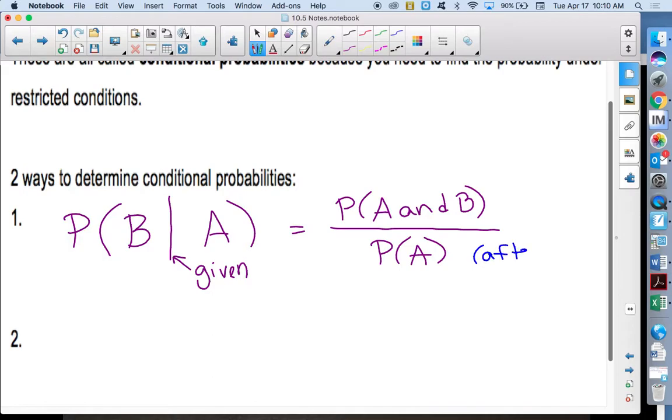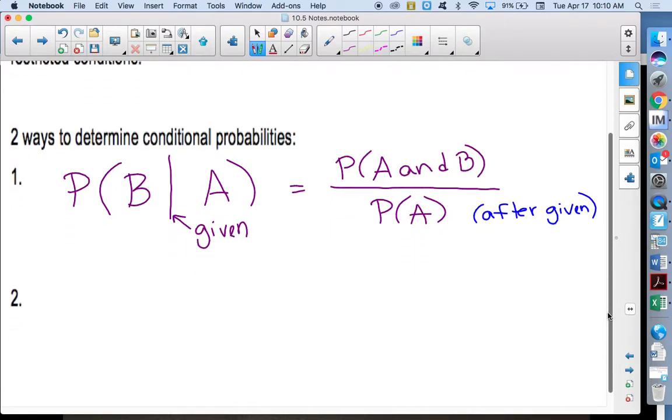And in this case, it represents the A value. So whatever's after the word given, that's our condition, our restriction that we're looking at. And that's our total. So does the line mean that B is given or A is given? It's B given that A has happened. So the probability of B given A exists, or given A has happened, or given the information from A.